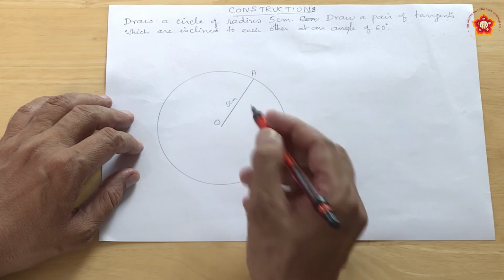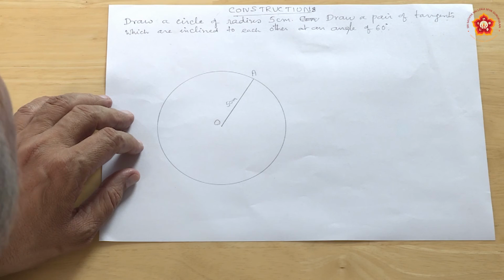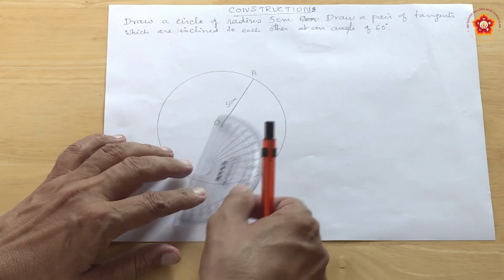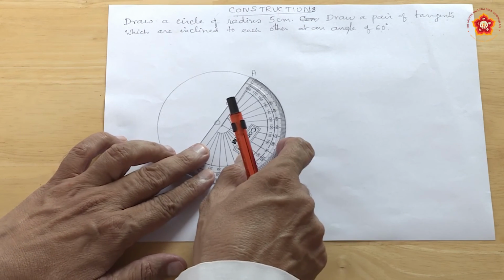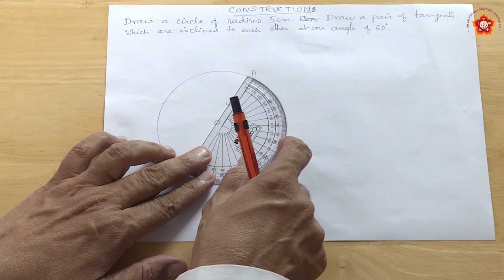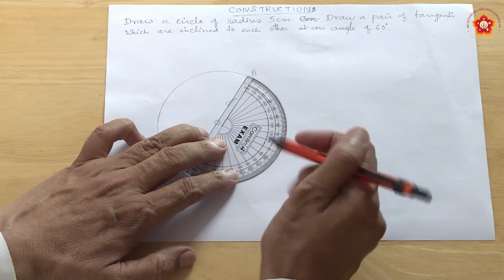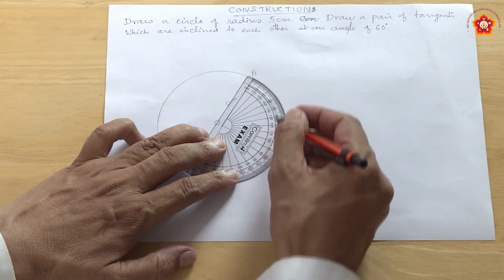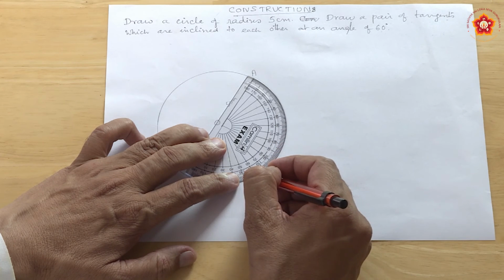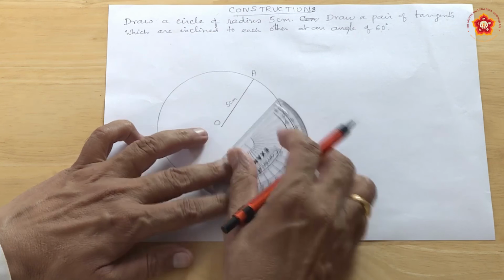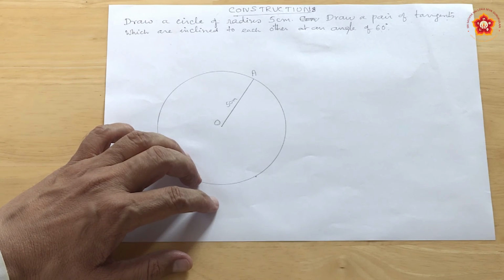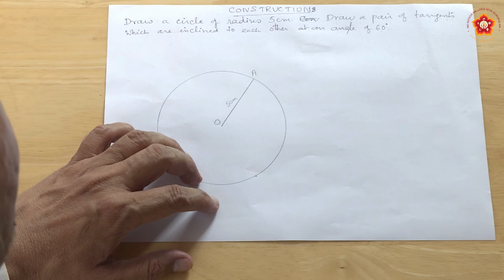At O, we have to make an angle of 120 degrees. Keep the protractor at O and measure it correctly. It is an obtuse angle of 120 degrees. Now, you have to draw another radius, OB.